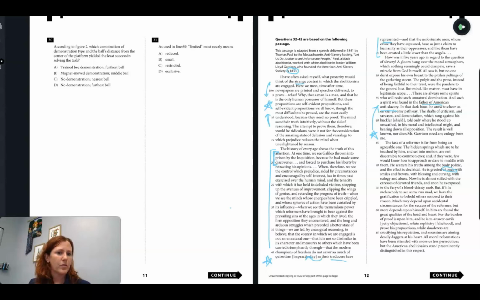The task of the reformer is far from an agreeable one. The hidden springs which are to be touched by him and set into motion are not discernible to the common eye, and if they were, he would know how to approach or dare or meddle with them. He scatters his truth among the bodies politic, and the effect is critical. He is greeted with smiles and frowns, with blessings and curses, with eulogy and abuse. Now he is almost stifled with the caresses of devoted friends, and soon he is exposed to the fury of bloodthirsty mob.